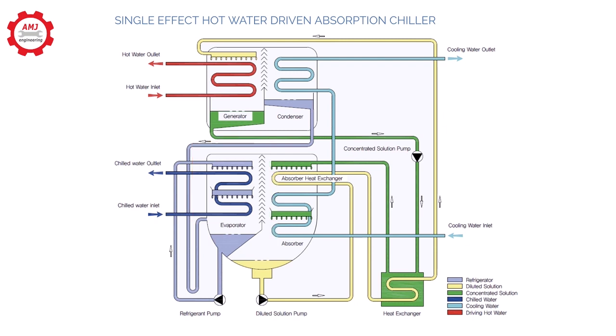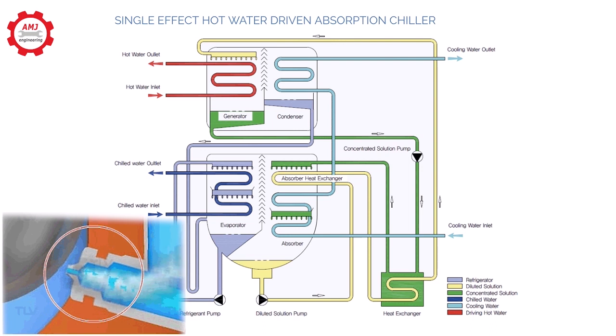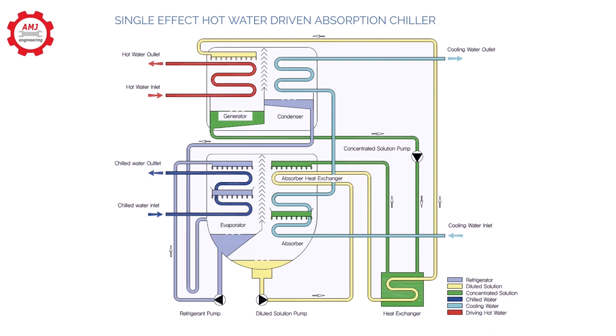Evaporator. Liquid refrigerant is dropped in pressure when it flows through an orifice into the evaporator. Due to the lower pressure in the evaporator, flashing takes place. The flashing cools the remaining liquid refrigerant down to the saturation temperature of the refrigerant at the pressure present within the evaporator. Heat is transferred from the chilled water to the refrigerant, thereby cooling the chilled water and vaporizing the refrigerant.